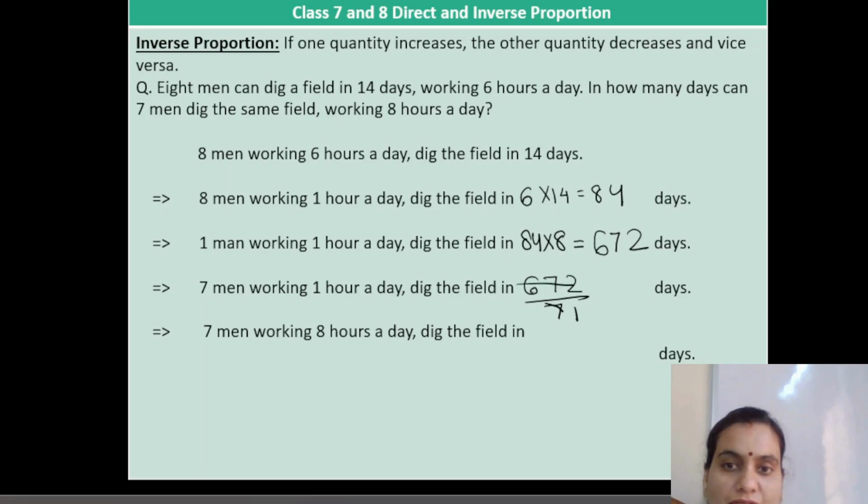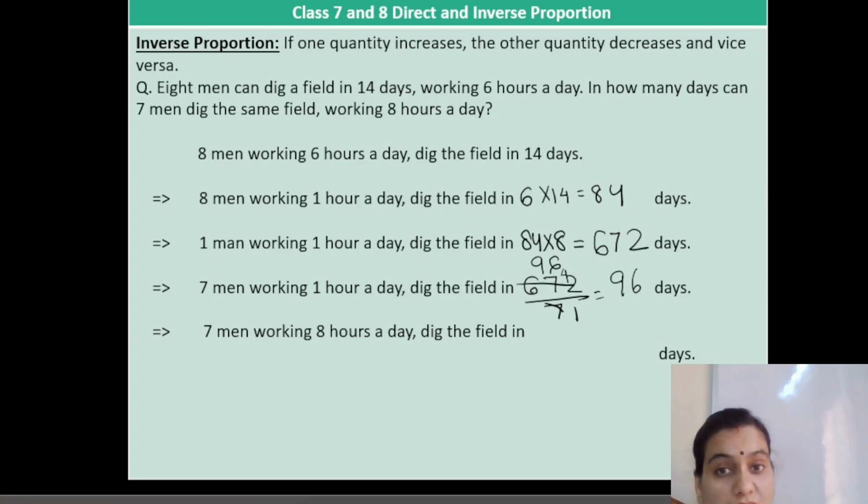7 1s are 7, 7 8s are 56, 7 9s are 63. 67 minus 63 is 4, so it becomes 42. Next step, 7 6s are 42. So 7 men working 1 hour a day will dig the field in 96 days.